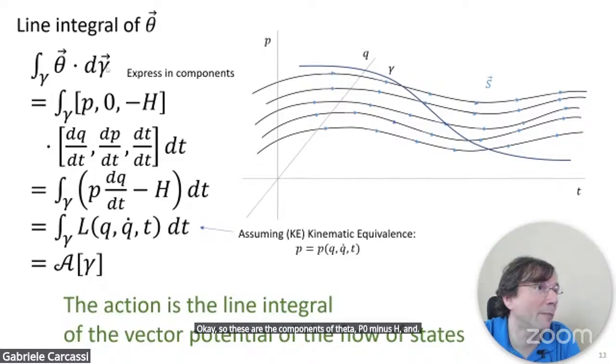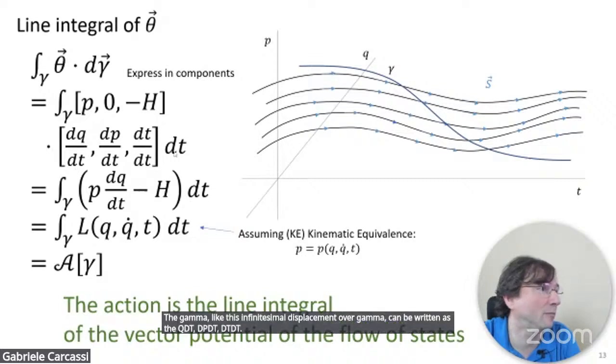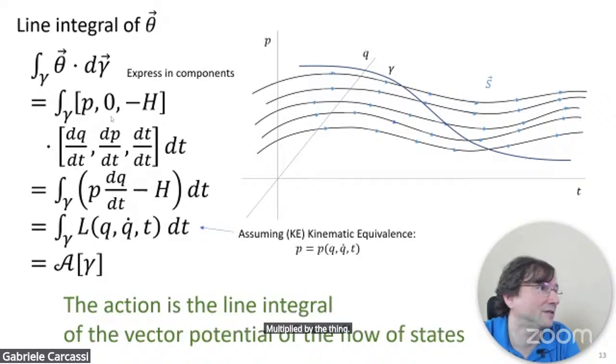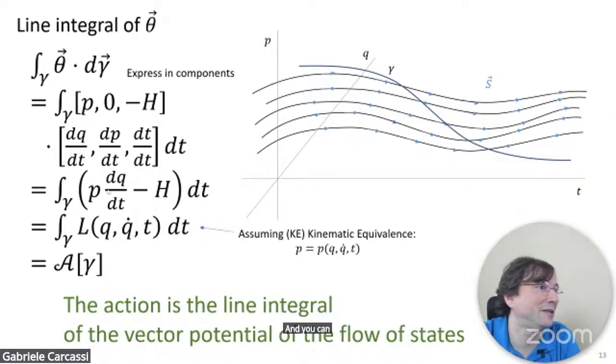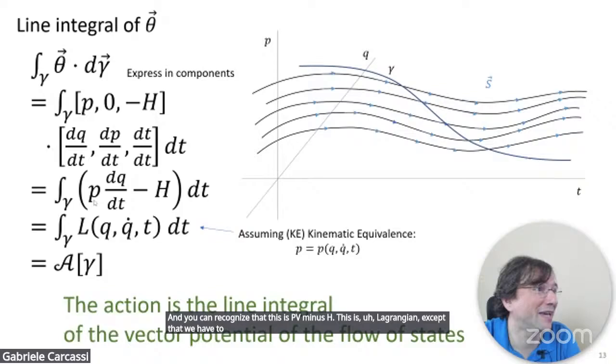And the gamma, like this, the infinitesimal displacement over gamma, can be written as dq/dt, dp/dt, dt/dt, multiplied by dt. And now we have just the scalar product. So we have p dq/dt, so it's momentum times the velocity, 0, so it's going to be 0, and minus h times dt/dt, which is 1, so we have minus h. And you can recognize that this is pv minus h. This is a Lagrangian, except that we have to assume that we can express this p in terms of position, velocity, and momentum. This is where the kinematic equivalence assumption comes in.